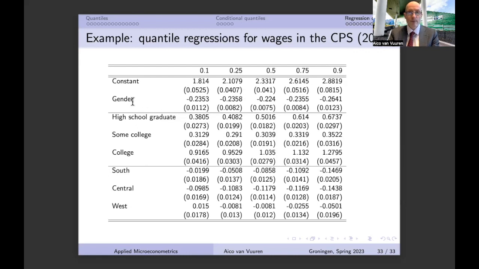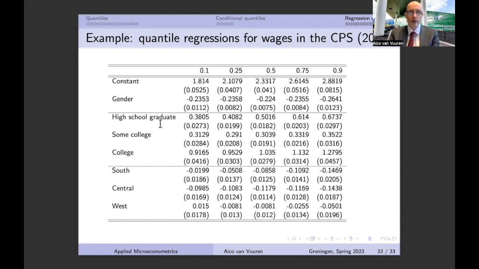Then gender. It doesn't come as a big surprise that we find that gender has a negative impact. Generally, it's about 23%, but it decreases for the highest levels. Also, that is probably not that surprising given the results that we have seen before for 2022.